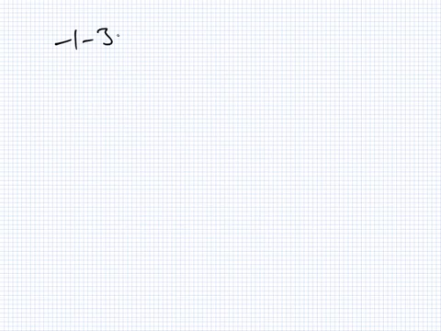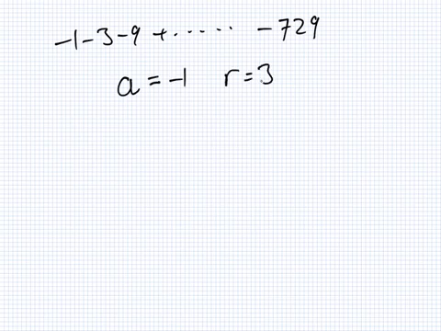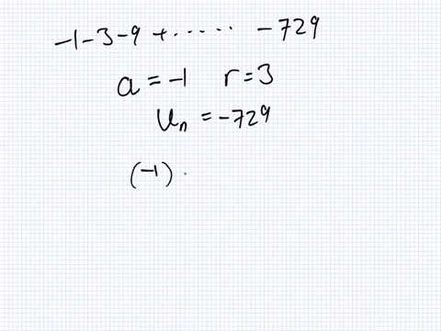Minus 1, minus 3, minus 9, dot dot dot, minus 729. Do we know the A? Yeah, it's minus 1. And do we know the R? 3. Do we know the N? No, but we can find it. We can say Un equals minus 729. That's A, which is minus 1.